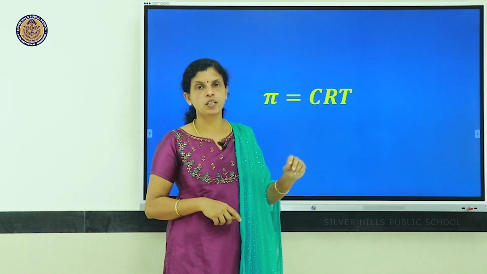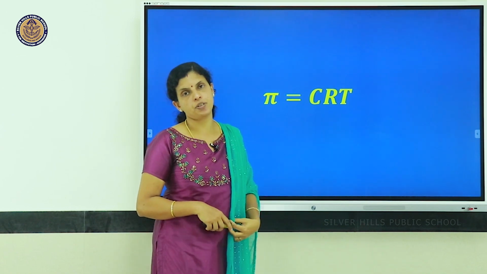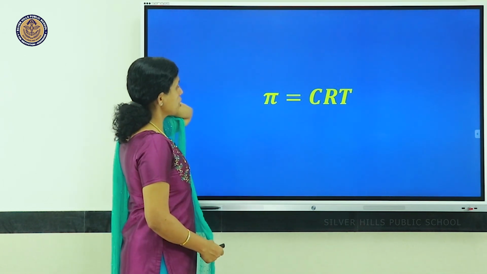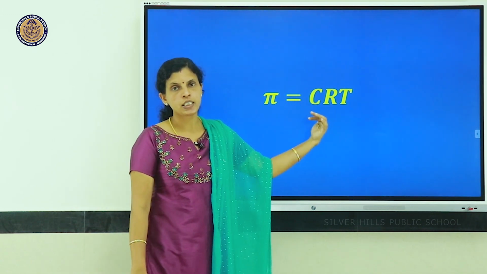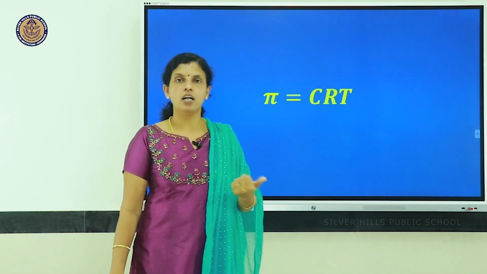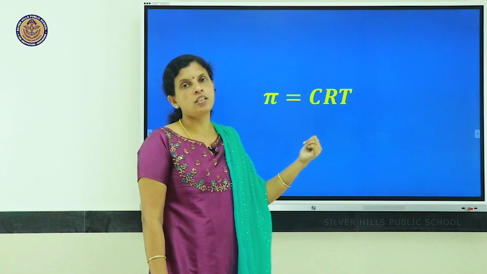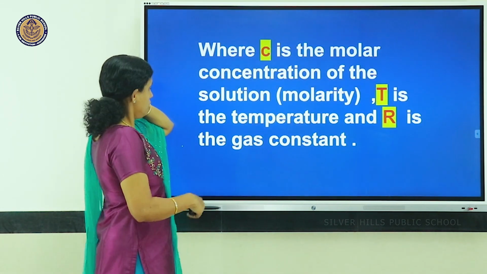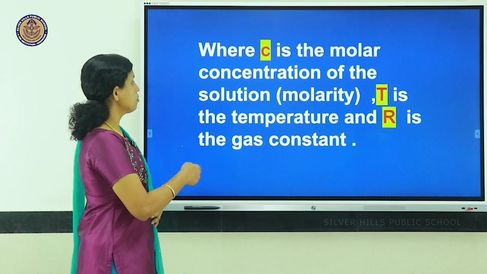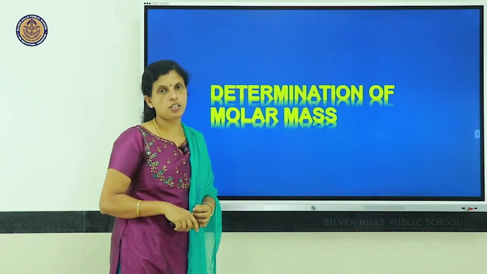R is the universal gas constant, T is temperature. So osmotic pressure pi equal to CRT, where C stands for molarity of the solution, R is the universal gas constant, and T is the temperature of the solution.